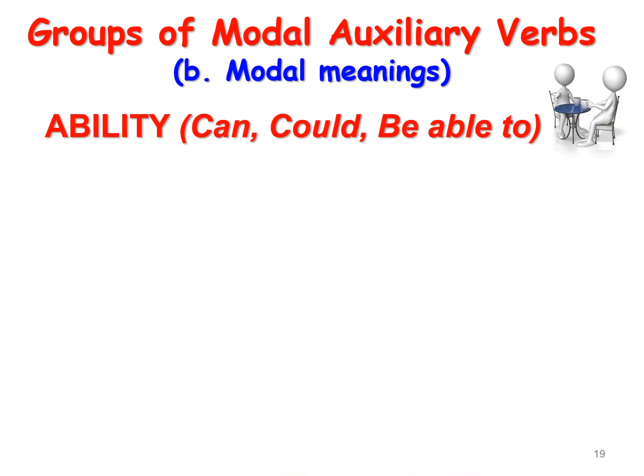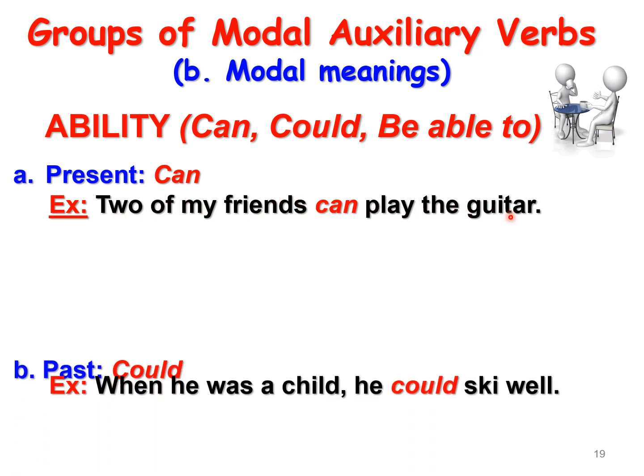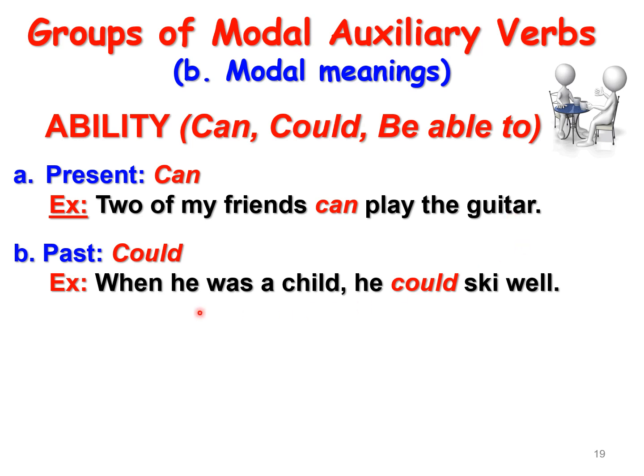Ability: we can use can, could, and be able to. About the present, we can use can. Two of my friends can play the guitar. Past, we use could. When he was a child, he could ski well. But right now, not really, right?